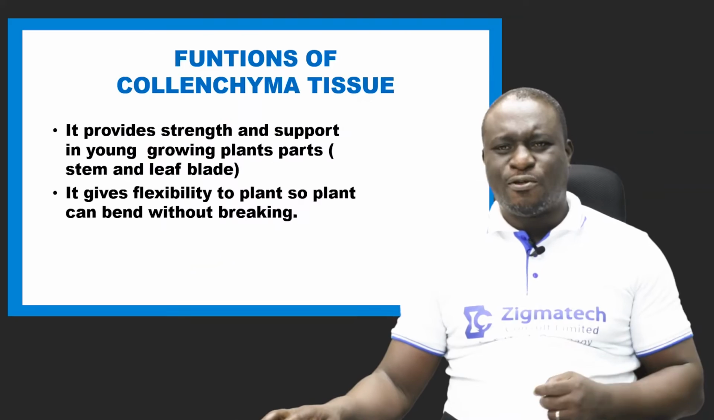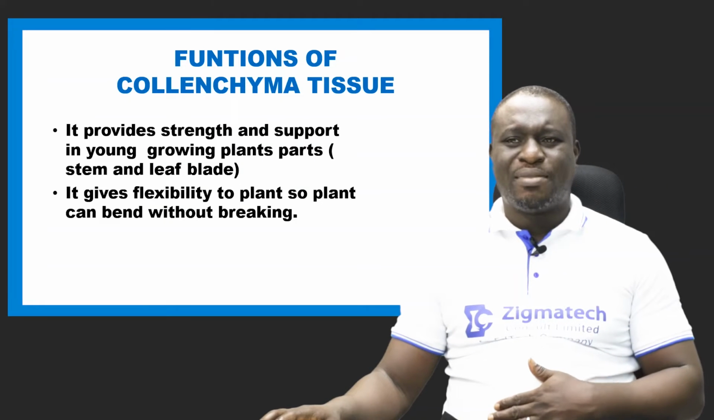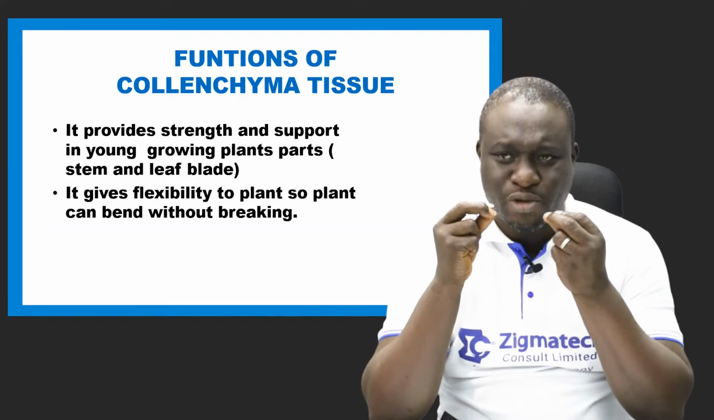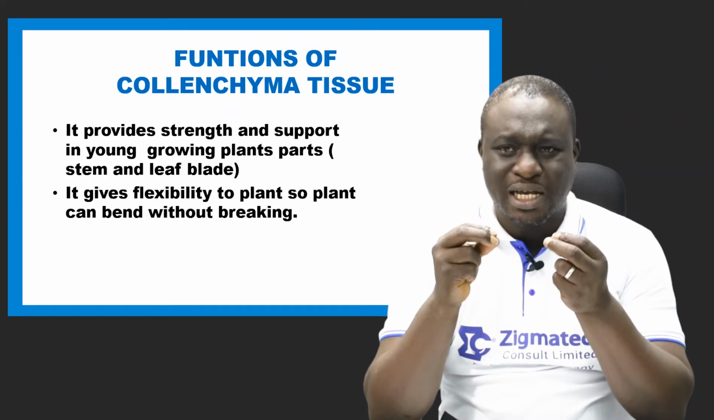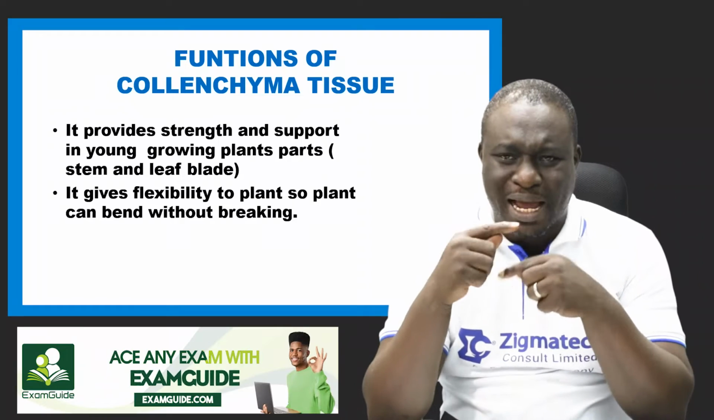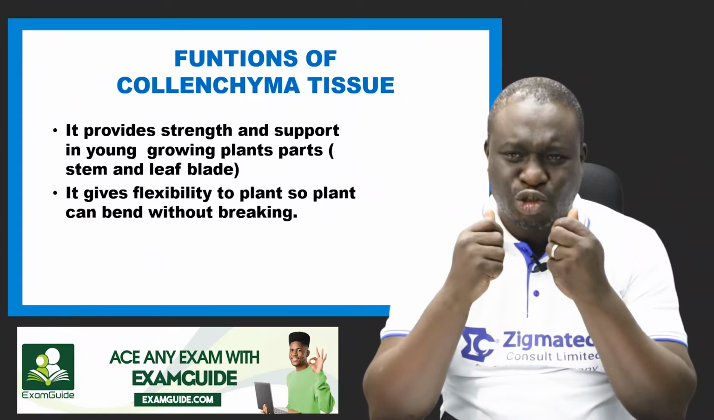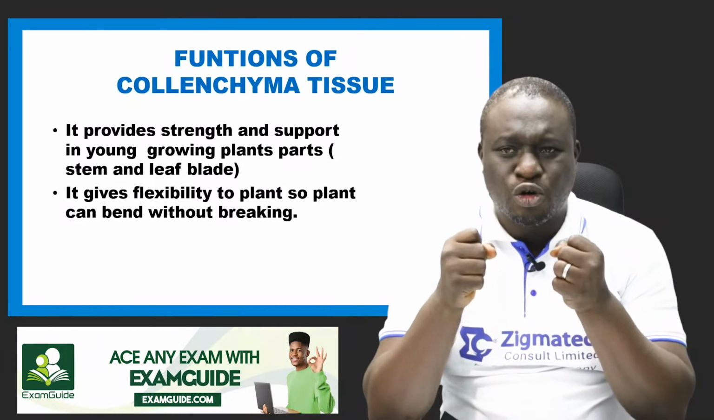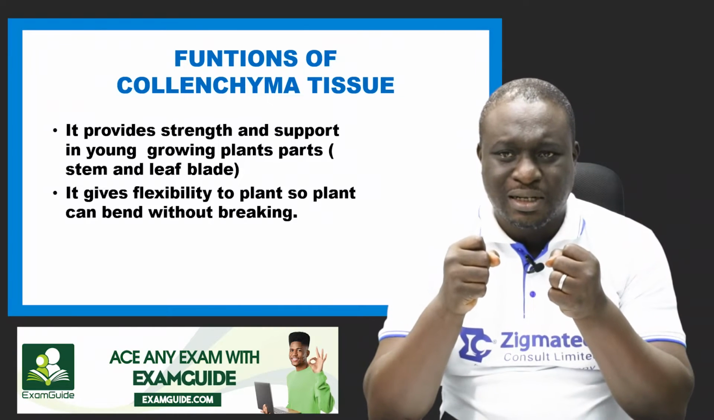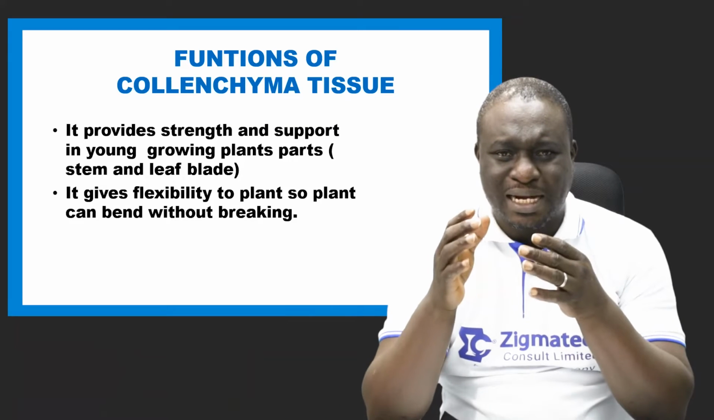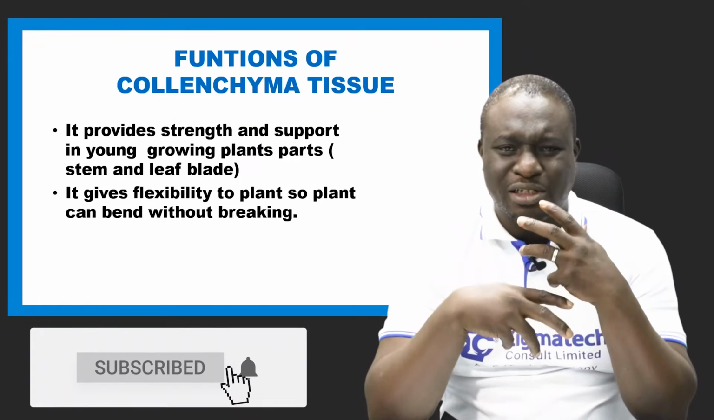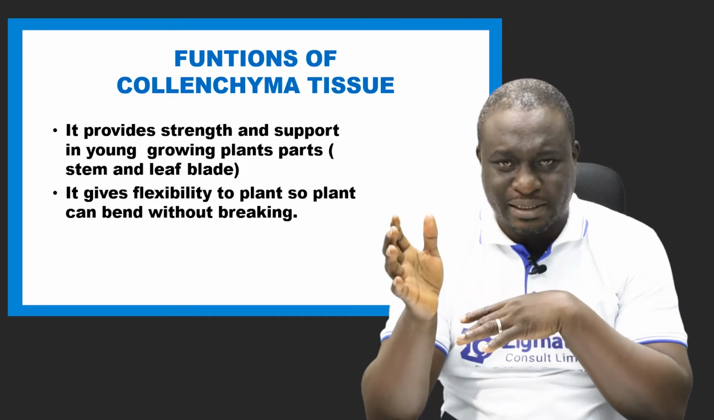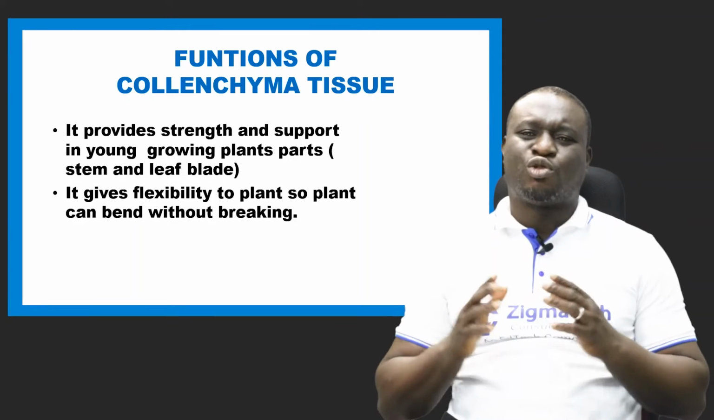So let's look at the functions of the Collenchyma tissue. One, it provides strength and support in young growing plants. It provides strength, it provides support in young growing plants, okay? And the parts of the plants where you see this support and strength is mostly in the stems and in the leaf blade.